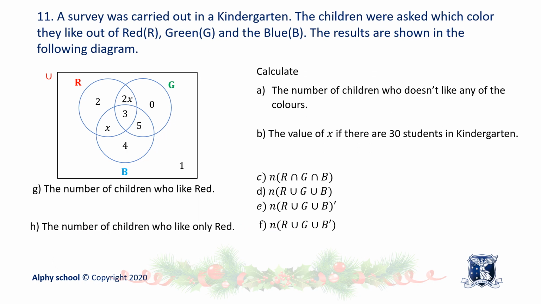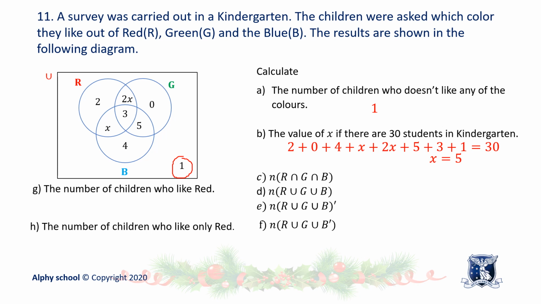Question 11. We use the Venn diagram to answer the following questions. Question A. Calculate the number of children who do not like any of the colors. It is 1. Question B. Calculate the value of x if there are 30 students in kindergarten. Add all the numbers, equate to 30. We get x equals 5.